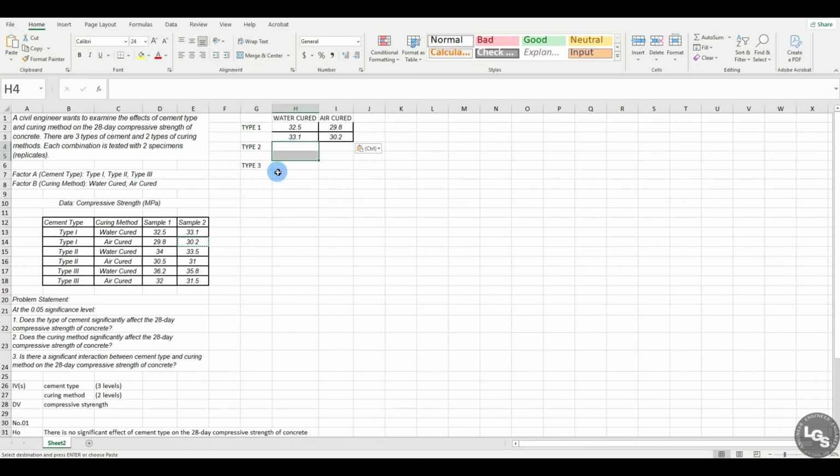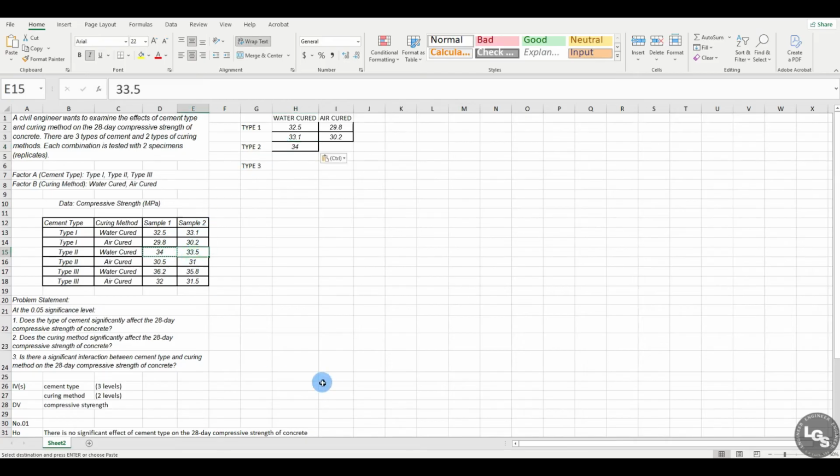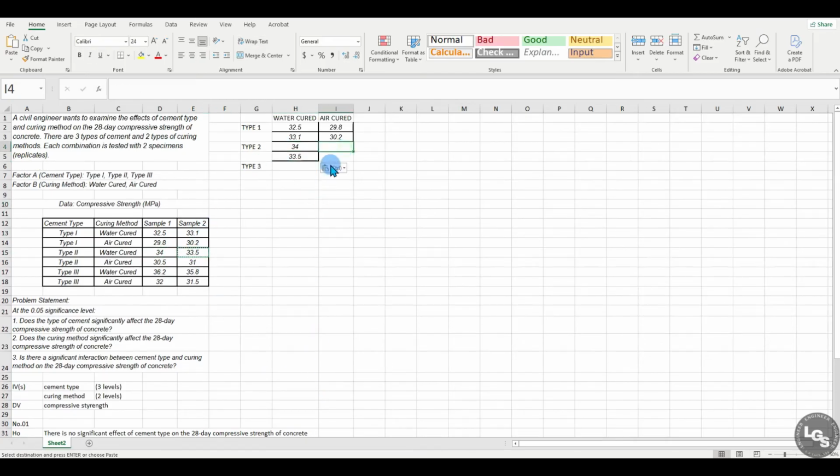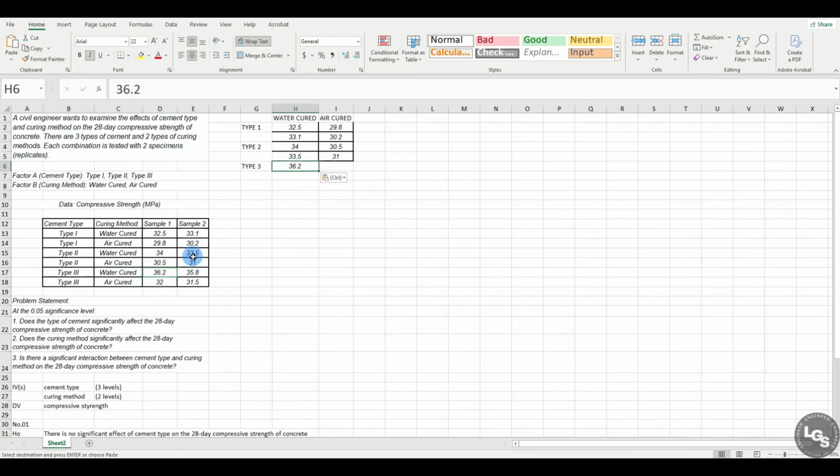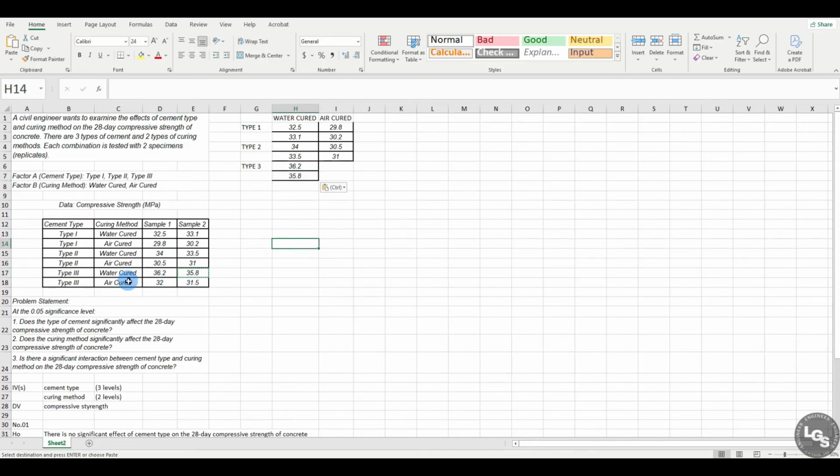So for type 2 water cured, there should be two samples also. So for type 2 water cured, we have 34, 33.5. For the air cured, we have 30.5 and 31. For type 3 water cured, we have 36.2 and 35.8. For type 3 air cured, we have 32 and 31.5. So this is how we arrange the data.